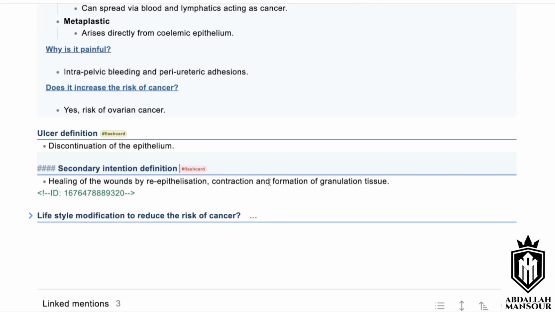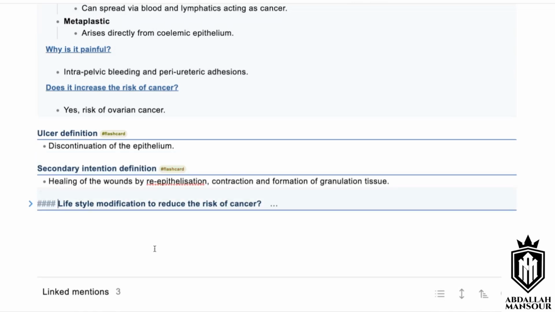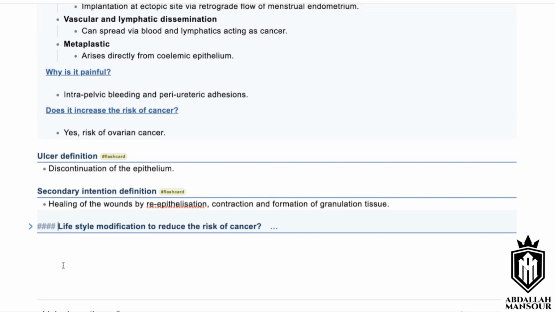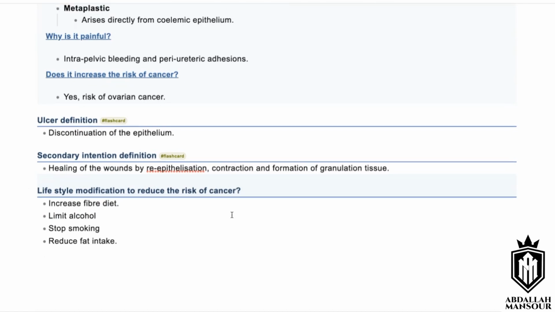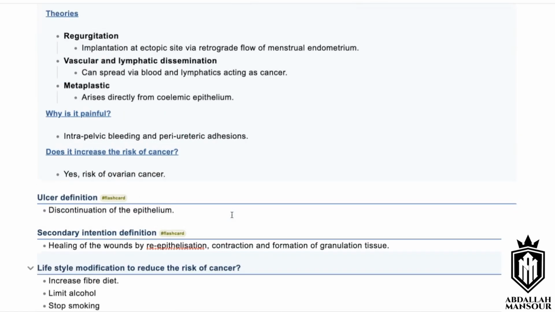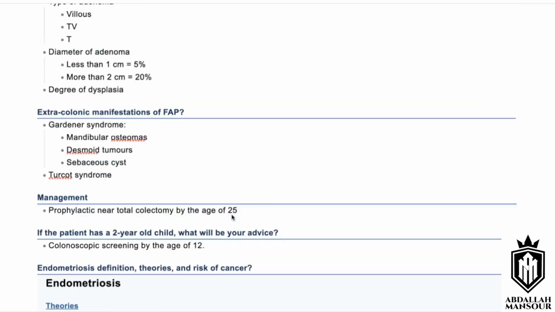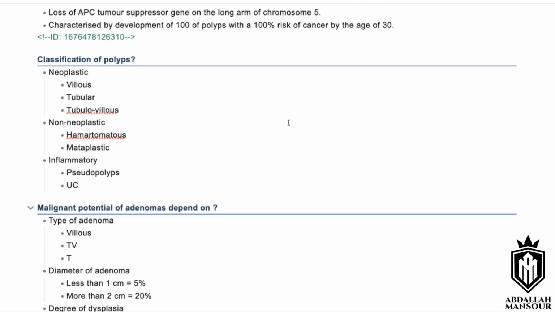Right. All right. What are the lifestyle modifications to decrease the risk of cancer? Increase a high fiber diet, stop smoking and alcohol, and try to reduce constipation by increasing fibers in the diet. Yeah, correct. So reduce fat intake, stop smoking, increase fiber diet, and sometimes decrease red meat as well. Good one.